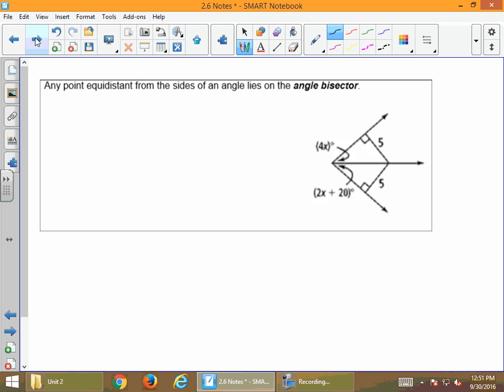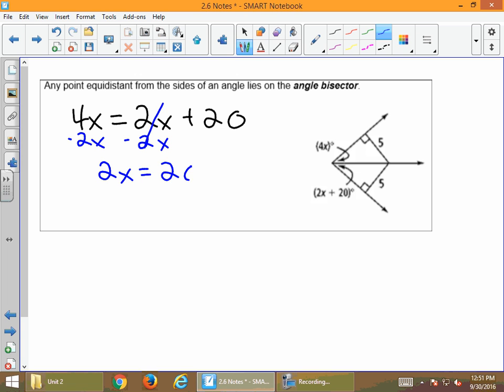Set up an equation. How do you think you'd set up an equation? For this unit, when in doubt, set two things equal. So 4x is equal to 2x plus 20. What do I do? I like to subtract the smaller x, but do whatever you want. Minus 2x, minus 2x, it's gone. So 4x minus 2x is 2x, equal to 20. One last step, divide by 2, divide by 2. x equals 10.